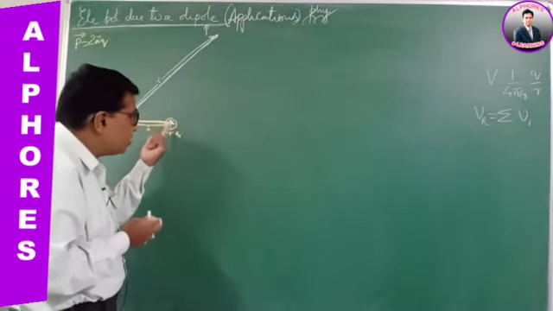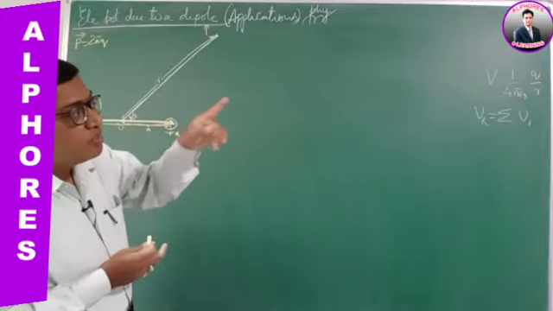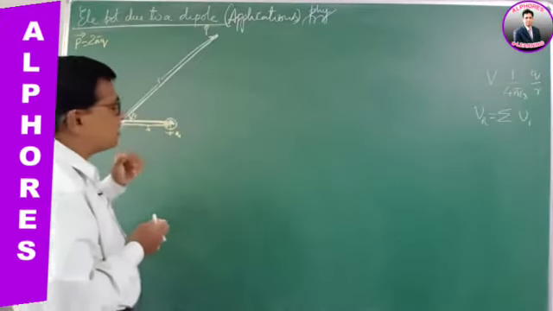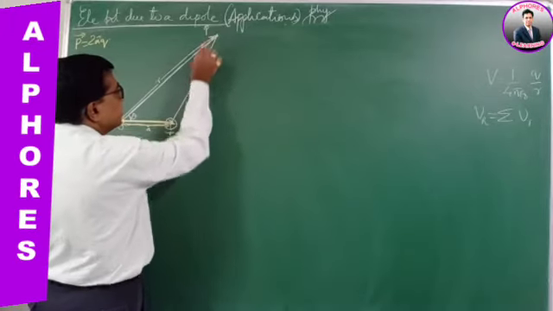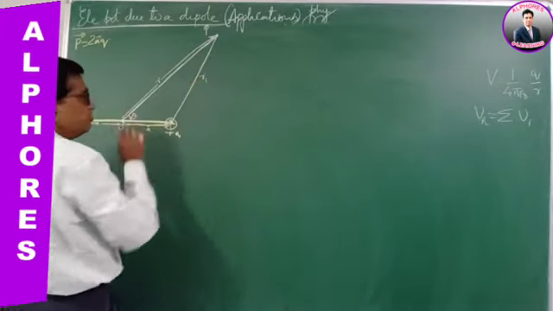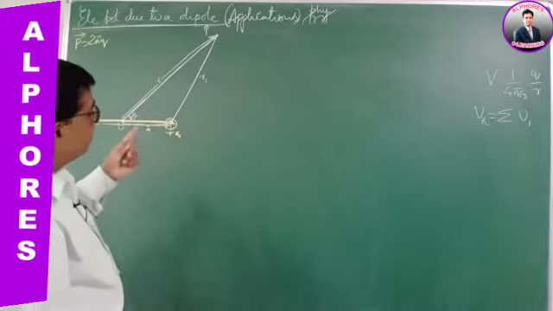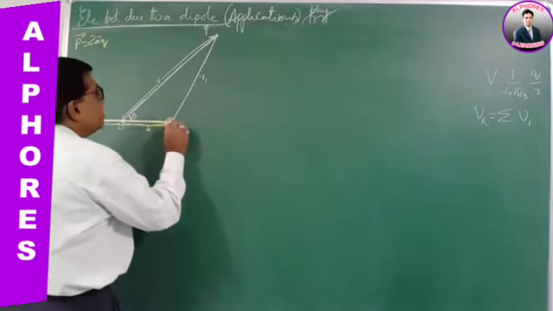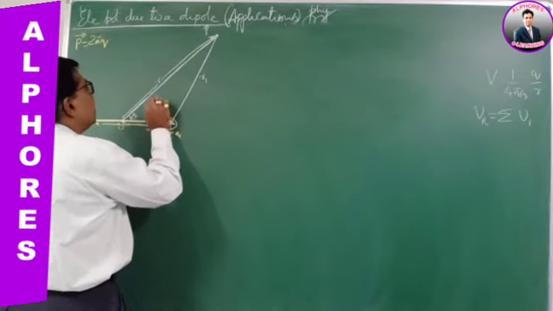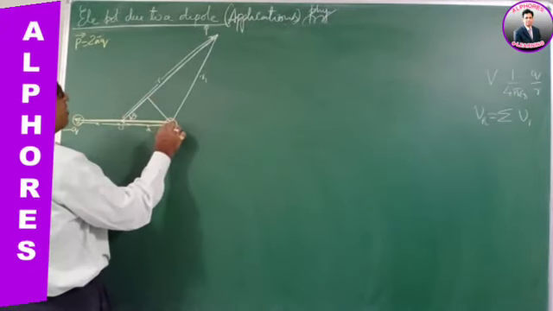To find the potential due to the positive charge, first I should know the charge and the distance. Well, the charge is plus q. The distance of the point, this is the distance. Let this distance be r1. Well, we don't know r1, but we know r. What we shall do is drop a perpendicular from here to here.